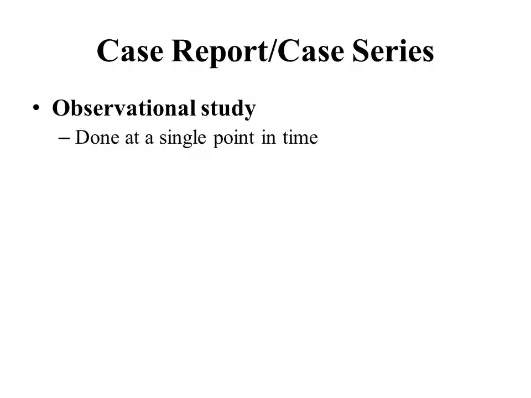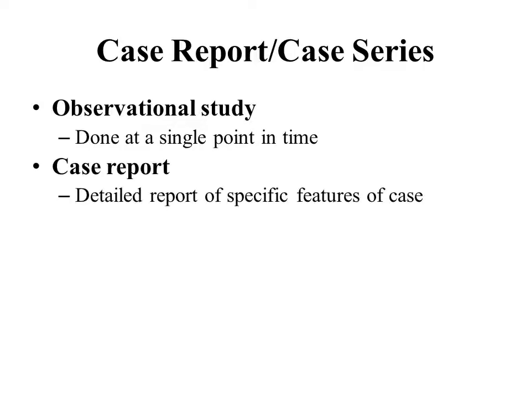Okay. So the first type of observational study is the case report or the case series. These are observational studies that are done at a single point in time. And so we're not really looking forward or backward. We're just looking at what's happening right now.